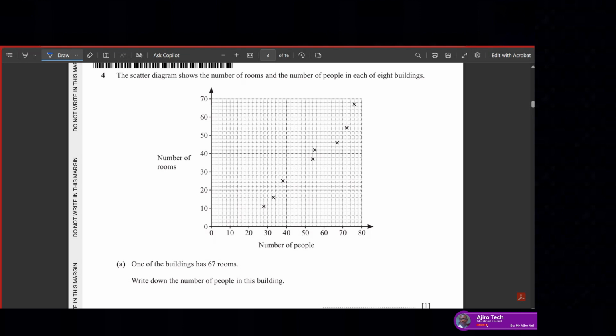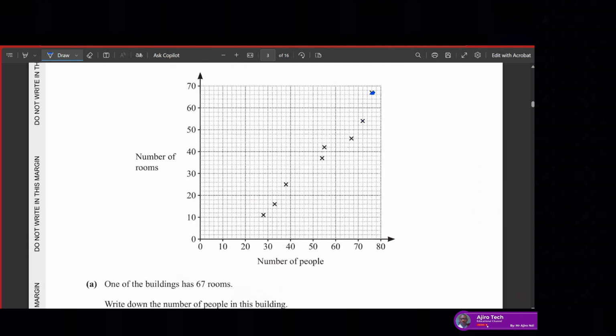Now, the first question says, one of the buildings has 67 rooms. Write down the number of people in the building. Now, this is the number of rooms, right? They said it has 67. So this point is 67 here, right? They plotted it. So what will now be the number of people in the room? Let me enlarge so that I can check. 70, 75, 73.